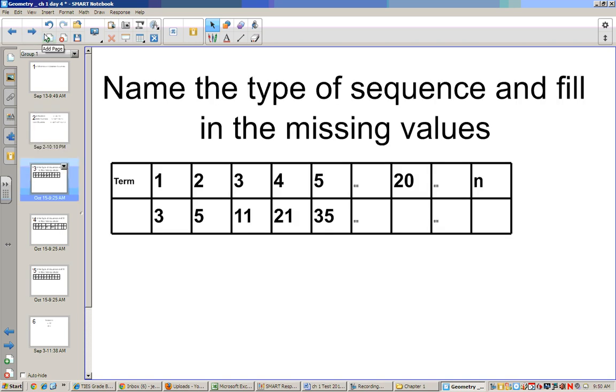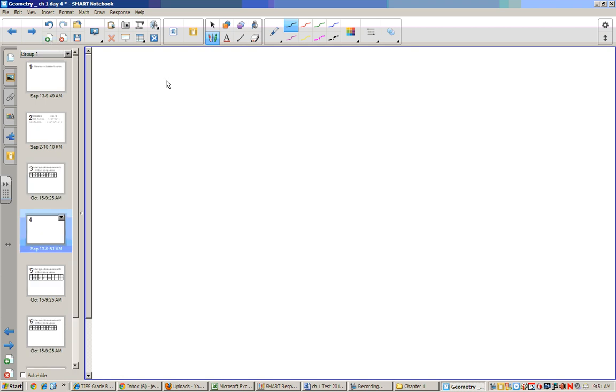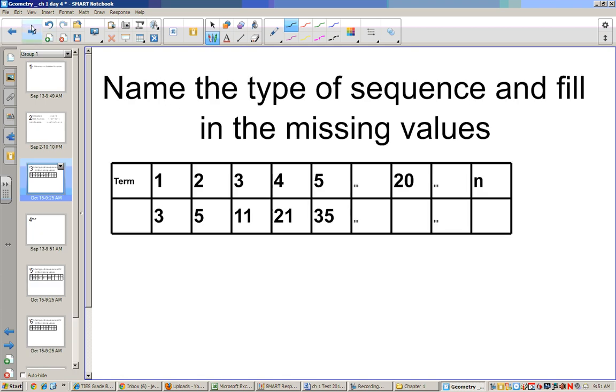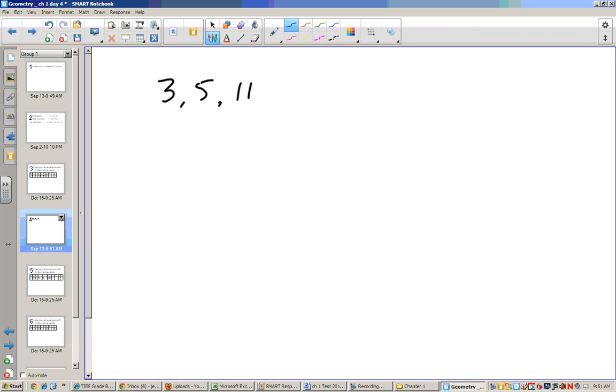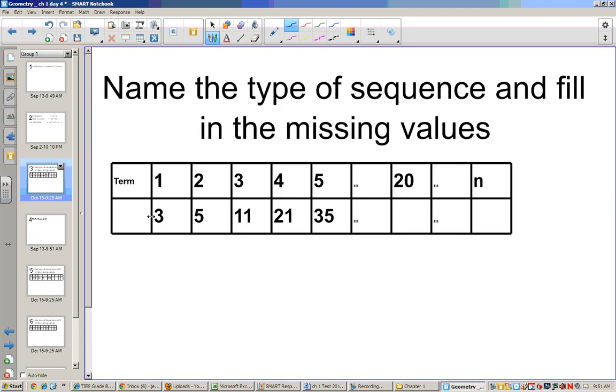Now, when we have a table of values like this, or this can also be written if we just had 3, 5, was it 11, 21, 35. It could also be written like this, and we could do the same thing. But it's nice when it's in a table like this, so you can see how it lines up with term 1, term 2, term 3, term 4, and so on.